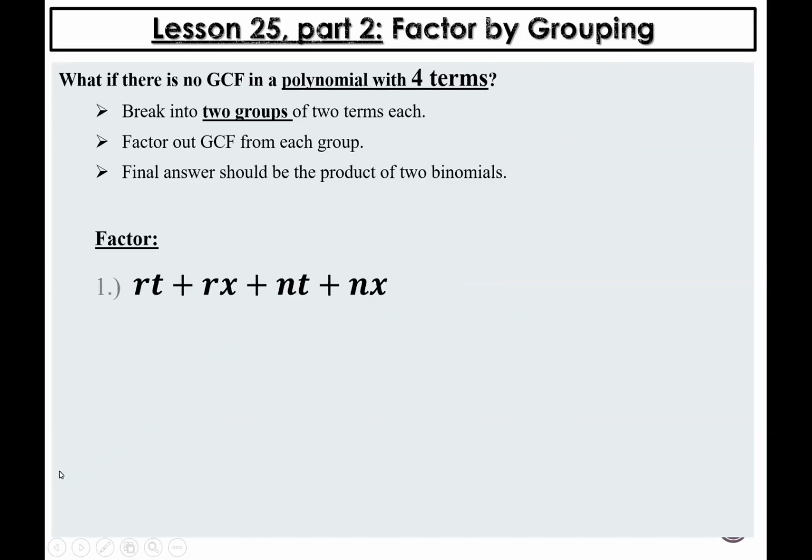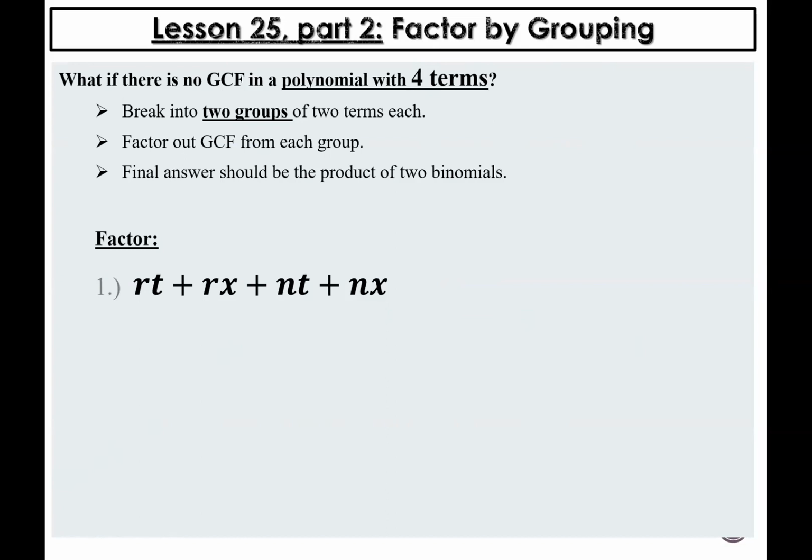Okay, we're back. If you haven't already, please make sure that you watch lesson 25 part 1 first before watching this. This is lesson 25 part 2. So in part 1 we just went over factoring out a GCF, or greatest common factor, and we're going to pick up with that concept and build on it and do something called factor by grouping.